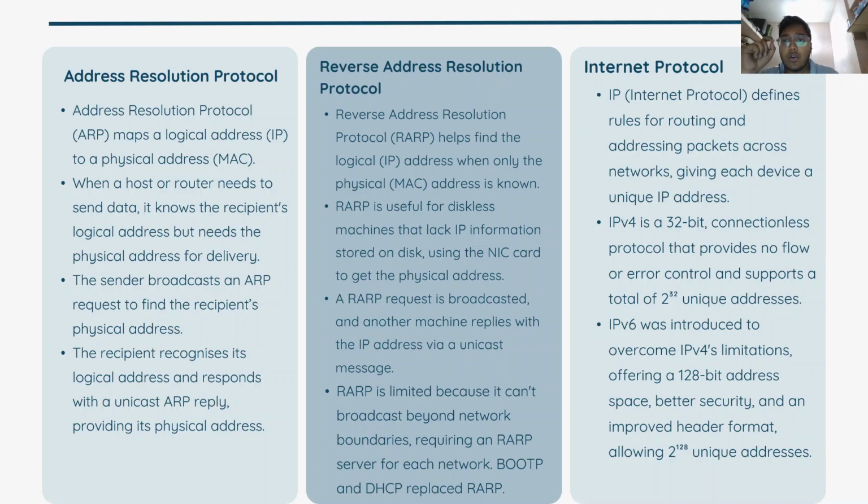IP is Internet Protocol, which defines rules for routing and addressing packets across networks, giving each device a unique IP address. For IP, we had two versions, which were IPv4 and IPv6. IPv4 is 32-bit and IPv6 is 128-bit. So basically it is a connectionless protocol that provides no flow or error control and supports a total of 2^32 unique addresses, whereas IPv6 supports 2^128 unique addresses. IPv6 also has better security and an improved header format.